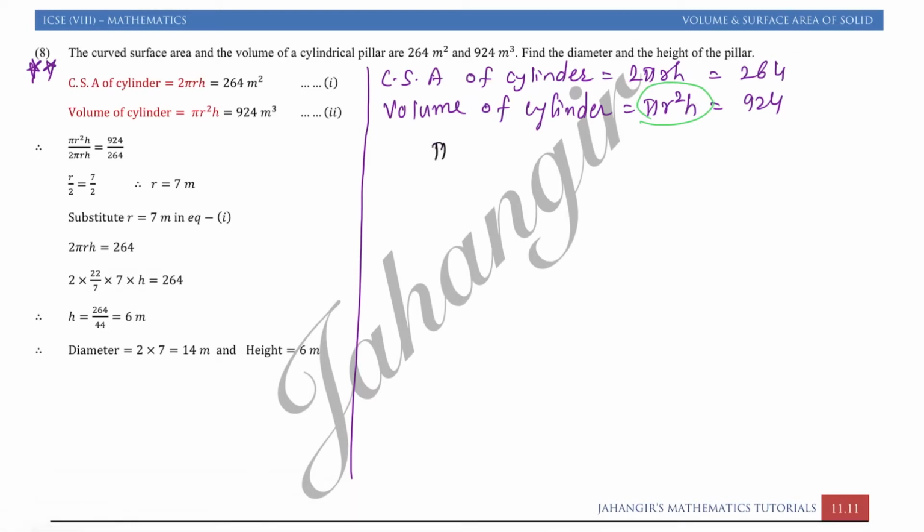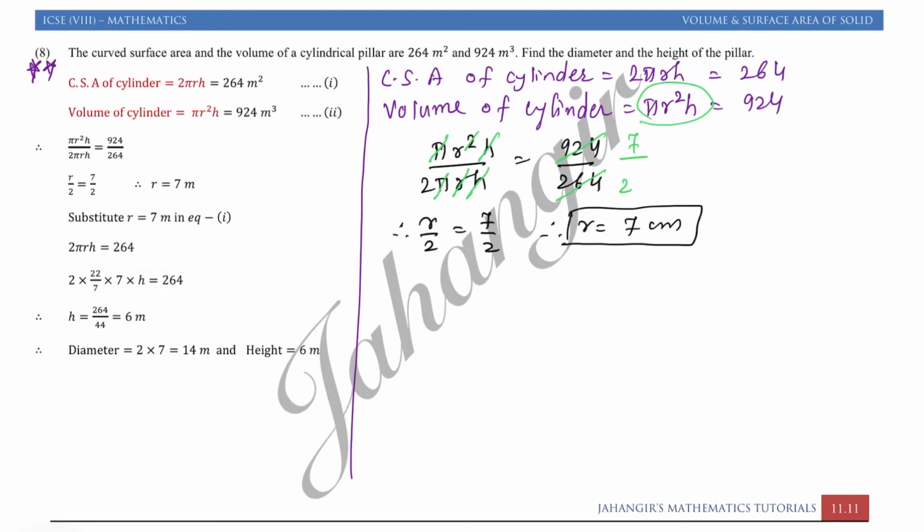So we can write pi r square h upon 2 pi r h is equal to 924 upon 264. You can just divide it out so that you can cancel pi and pi, h and h, r and r. You can cancel the numbers too, and you will get the simplest form as 2 by 7/2. So I can write therefore r upon 2 is equal to 7/2. So I got the value of r as 7 centimeter.